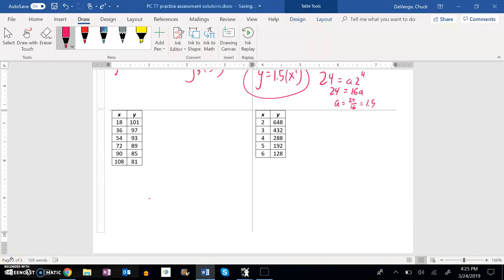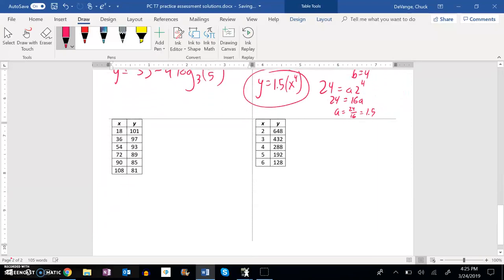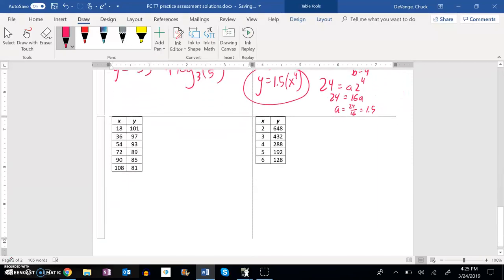This is pre-calc, and we are working on this topic 7 practice assessment. I look at this table, so it looks like it's adding 18 each time. So plus 18 forever.